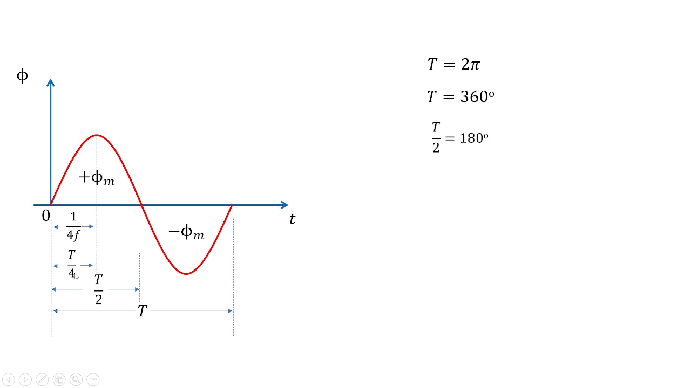Apart from this, you should also understand that exactly at this peak value, that is at T by 4, which is equal to the peak value of the flux, it is given at 90 degrees. Technically, frequency and time period are reciprocal to each other. So therefore, from 0 to 90 degrees, I can take the value as 1 by 4f. So these things you should easily derive by looking at the sinusoidal input.